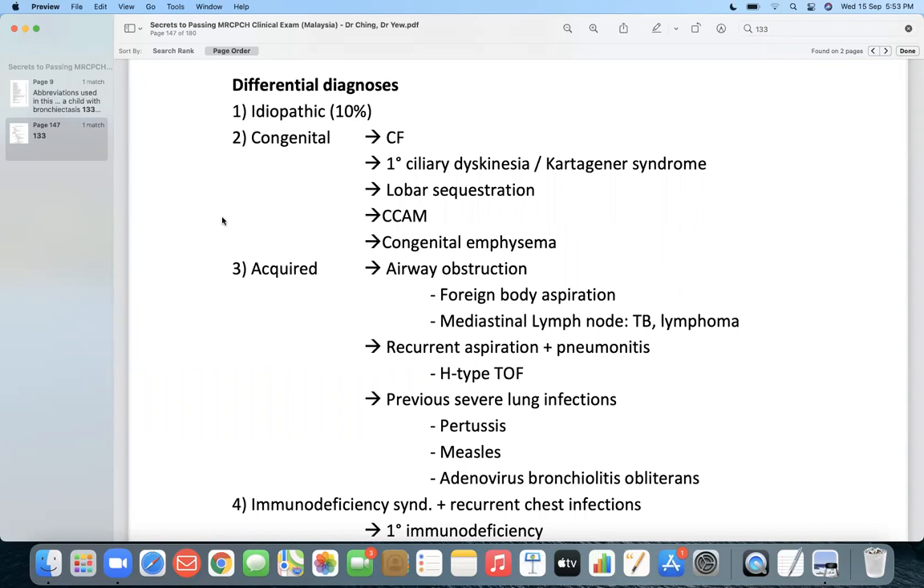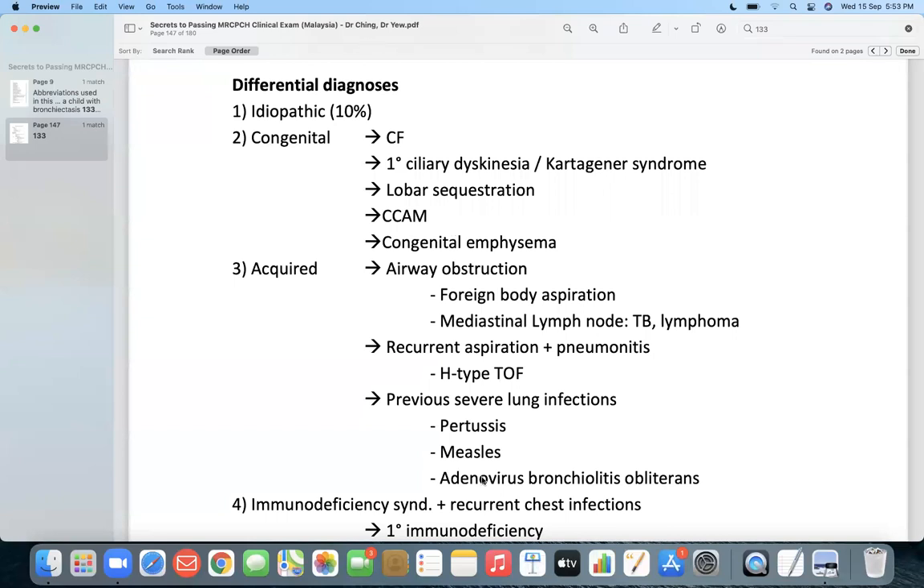Yeah, but I am telling you, severe lung infections presenting with bronchiectasis, like pertussis and measles, are not as common as these conditions, CF and lobar. This is what I'm telling. So put your top differential, the most common one, always. Okay. Any comments for this?